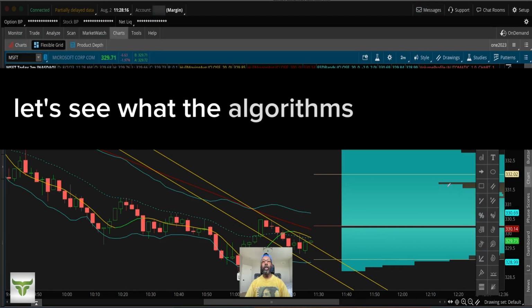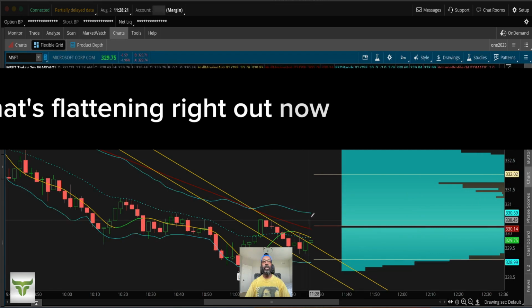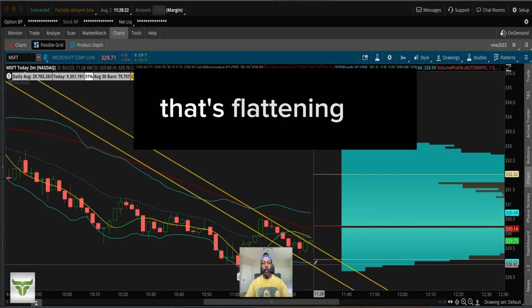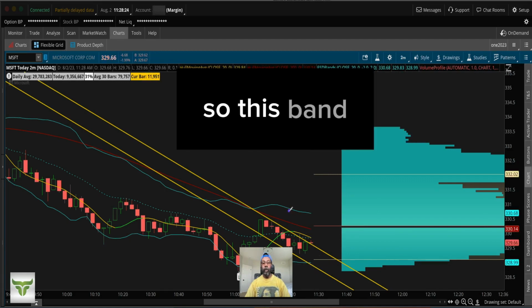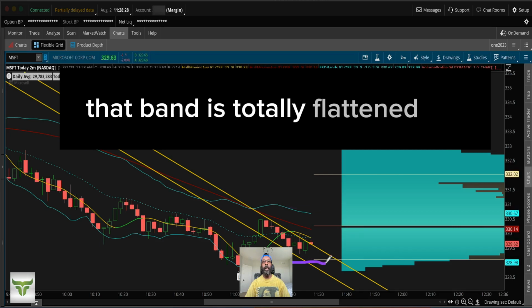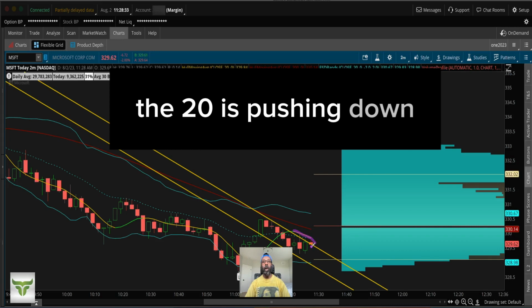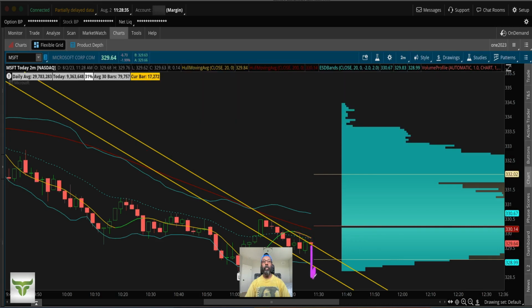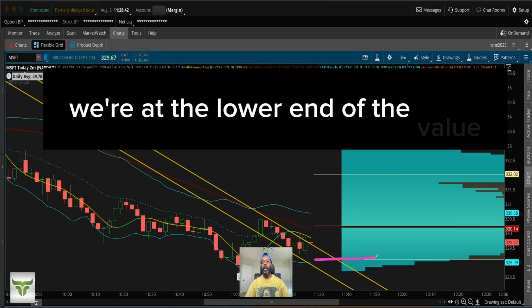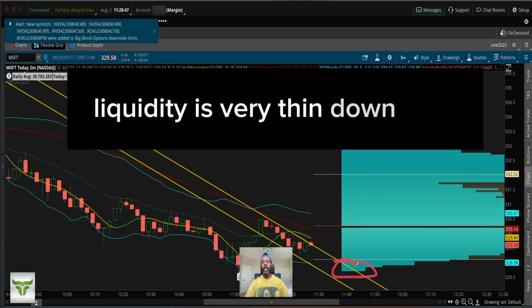Let's see what the algorithms do on this next. That's flattening right out. Now this is flattening out, that's flattening out. So this band is flattening out now. That band is totally flattened out. The 200 is there, the 20 is pushing down. We're at the lower end of the value for the volume profile. Liquidity is very thin down here.